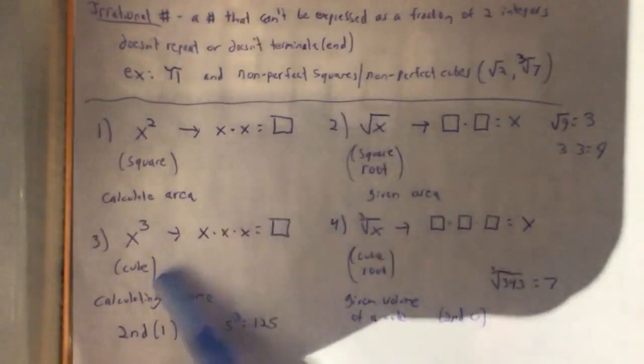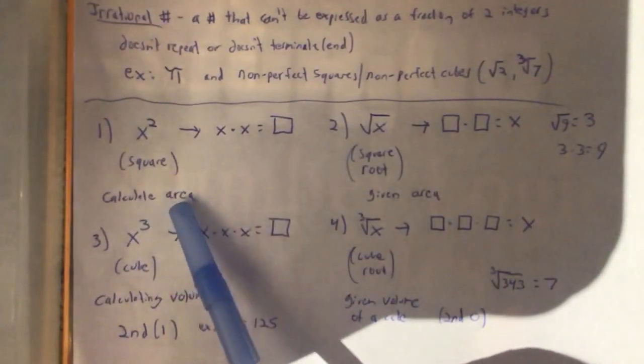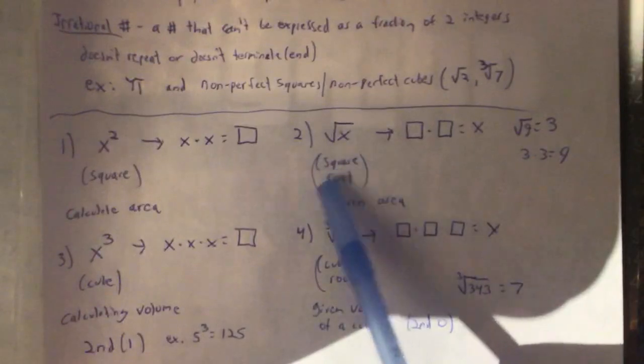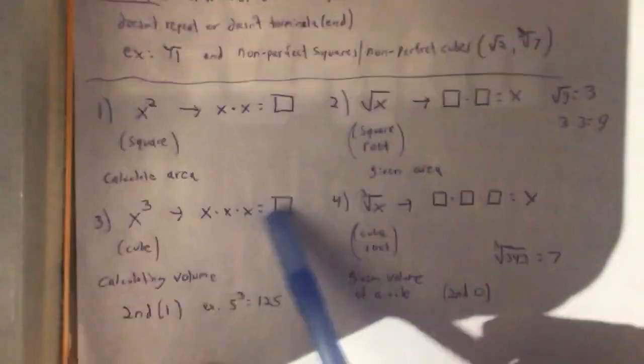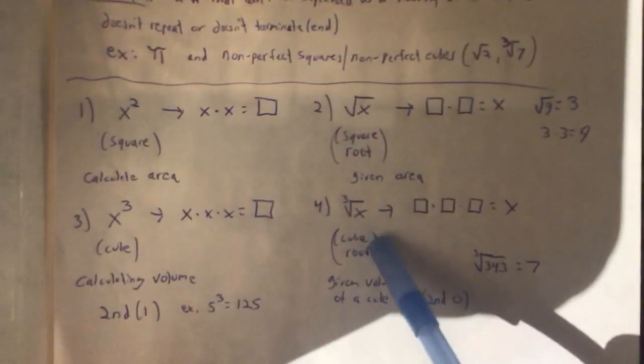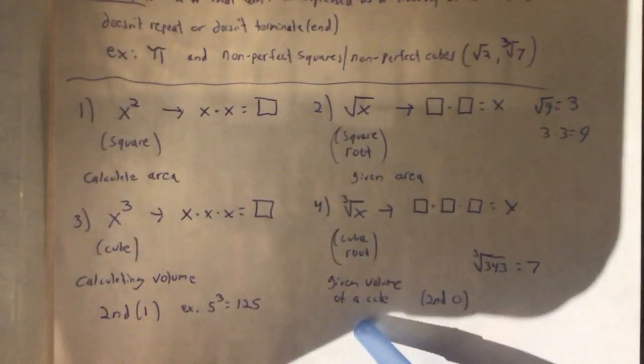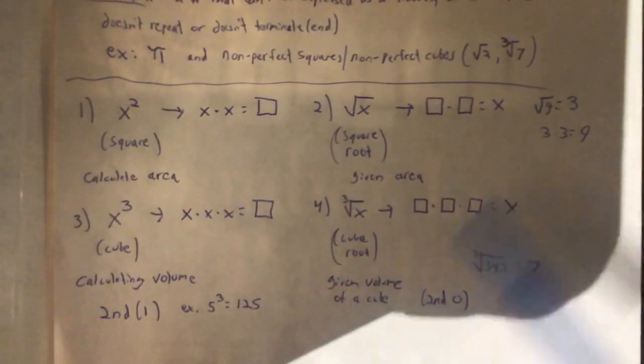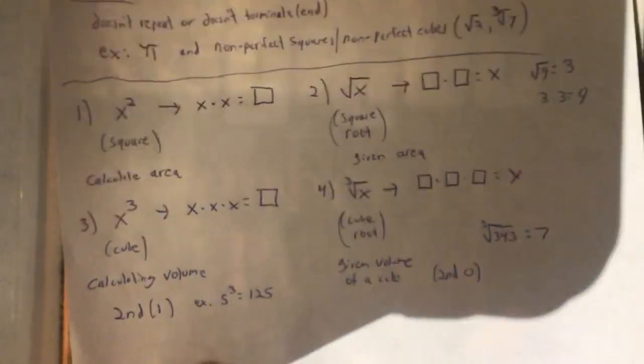So just know, when I'm squaring something, I'm finding the area of a square. Square root, given the area, I'm finding the missing side. Cubing, I'm finding the volume. And cube root, given the volume of a cube, I'm finding the missing side. So those are the 4 scenarios.